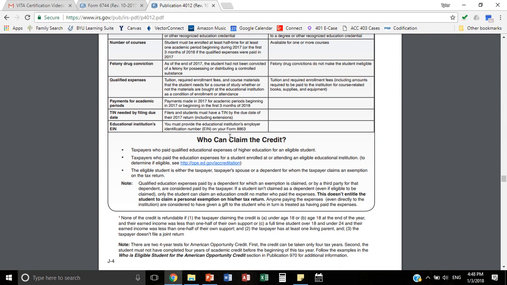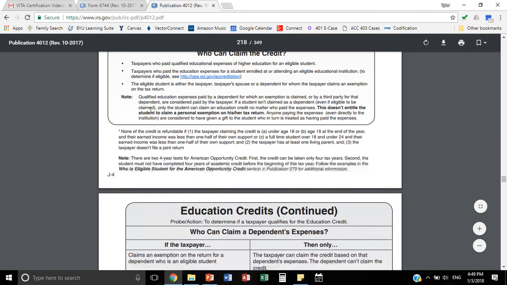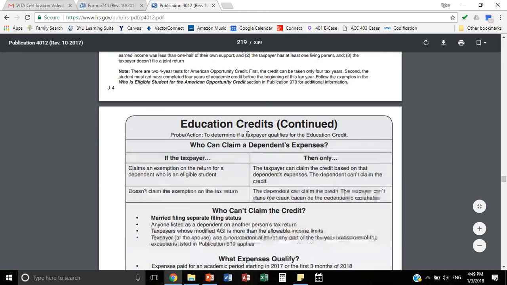And then we go down here, it says, who can claim the credit? Taxpayers who paid qualified educational expenses of higher education for an eligible student. So Chris paid them. Taxpayers who paid the education expenses for a student enrolled at or attending an eligible educational institution. The eligible student is either the taxpayer, taxpayer's spouse, or a dependent for whom the taxpayer claims an exemption on the tax return. So this is actually the one that we're looking at right here. And we're going to go down a little bit more just because that's not super clear. So we're just going to go down here and it will talk a little bit more about that.